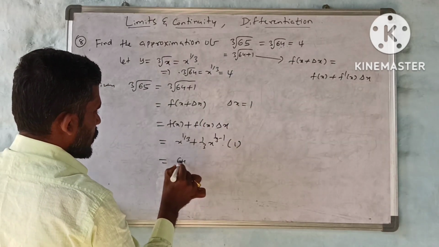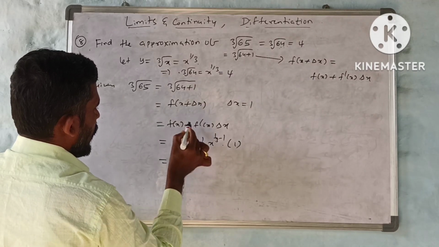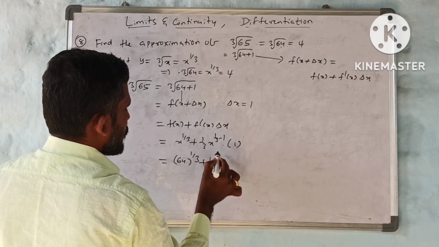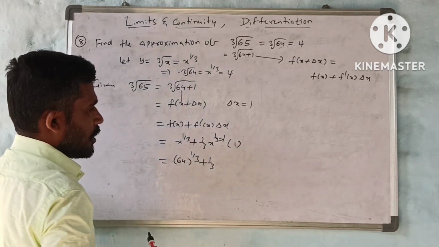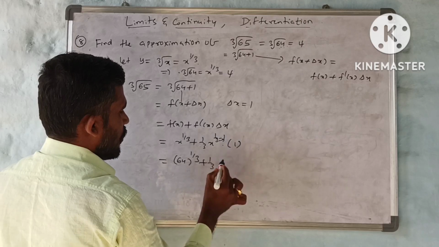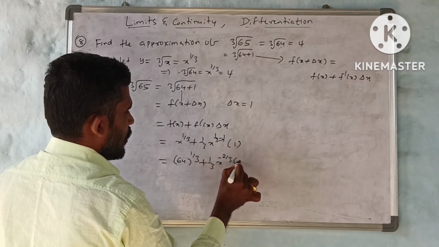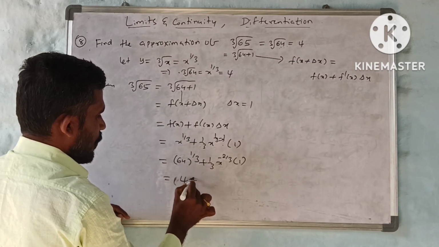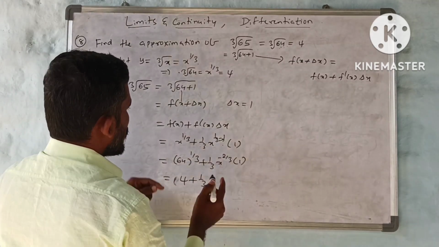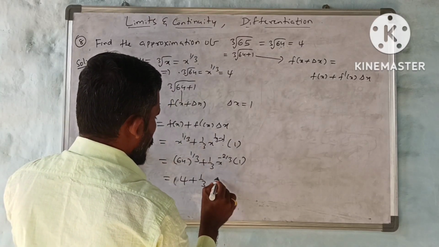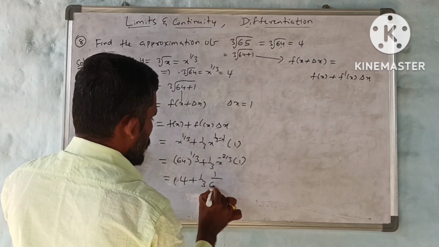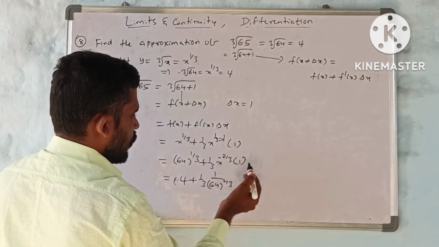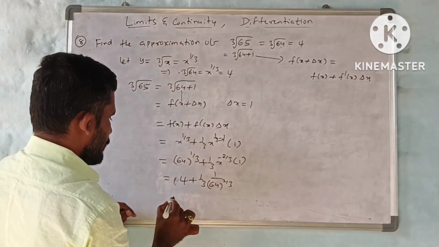So that is 64 whole power 1/3, because in x plus delta x we have 64, so plus 1/3 x power, what is it here, 1/3 minus 1, that is 1/3 x power minus 2/3, with 1. 64 whole power 1/3, so the value is 1 plus 1/3, and x is nothing but 64 here. So 1/64 whole power 2/3, because it is negative, into 1.